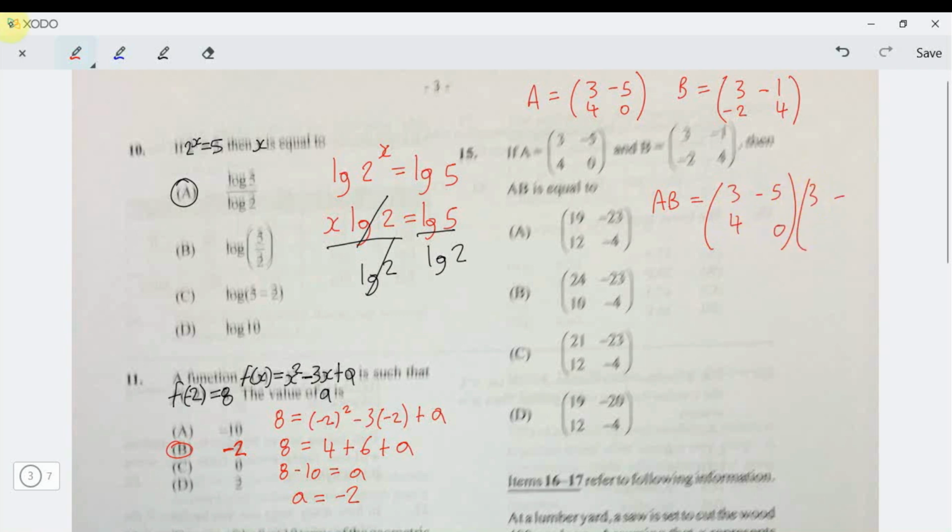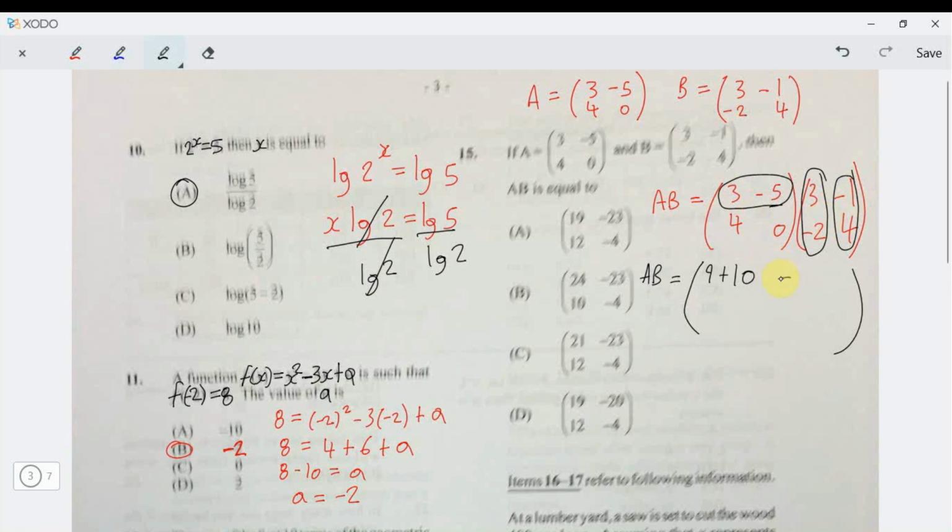This is literally regular CSEC math. This is a CAPE exam and they're asking this. This is CSEC math. So to multiply two matrices, remember we'll go row by column. So AB is now equal to row by column. 3 times 3 is 9. So we get 9 plus negative 5 times negative 2 is 10. So that's 19 there.